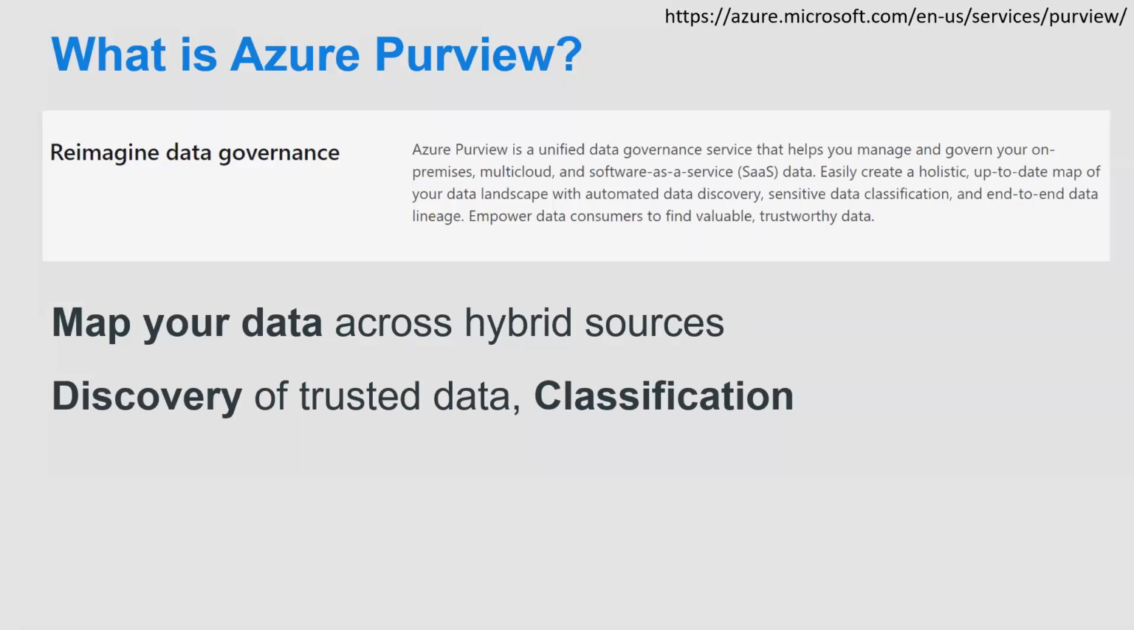One part of the story is to map your data. The other part is to discover trusted data. There are some sort of scanners that you can point to a database, a data storage, or whatever system, and that does some sort of inventory mechanism to discover data.